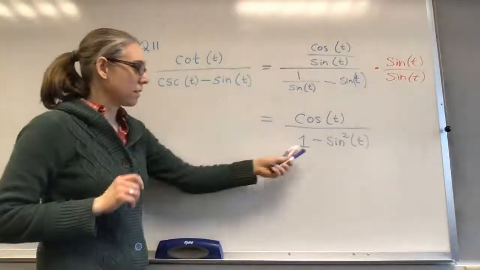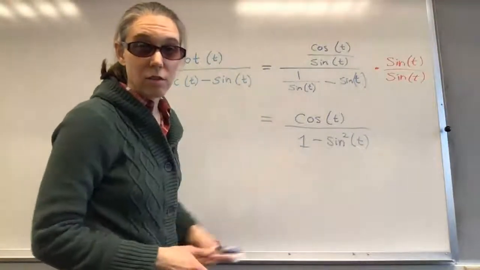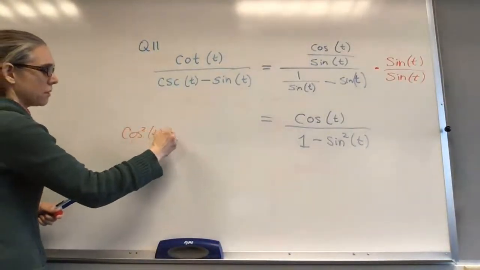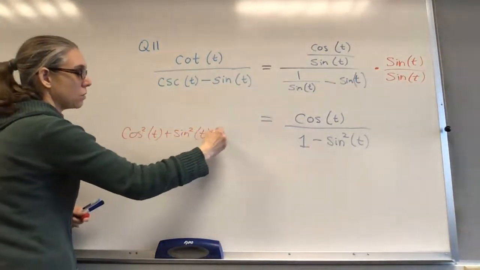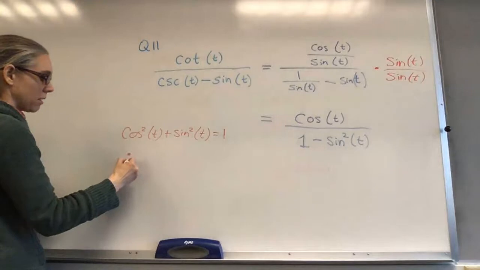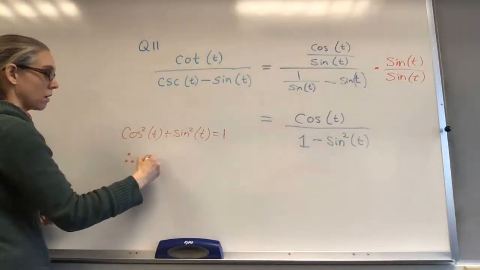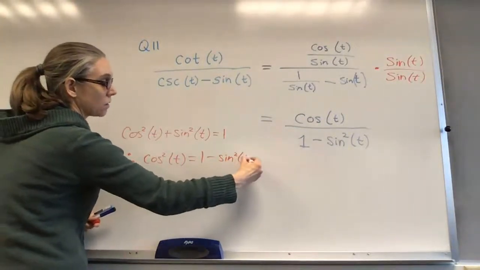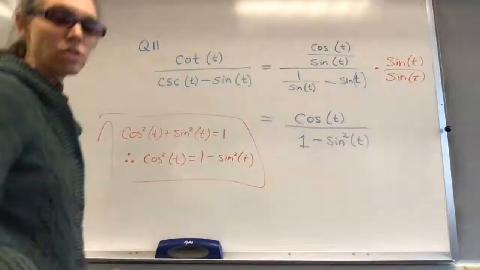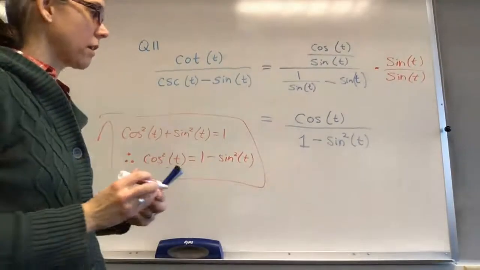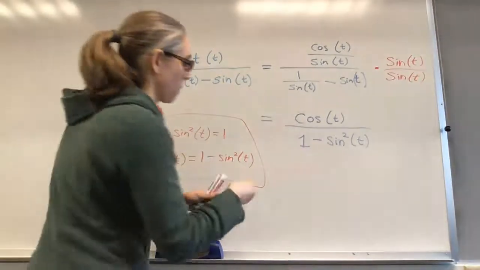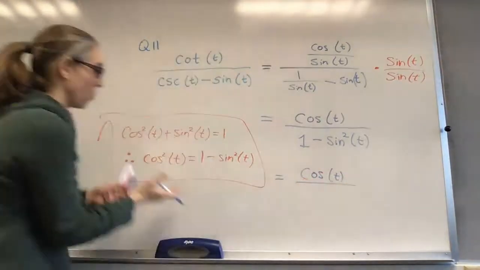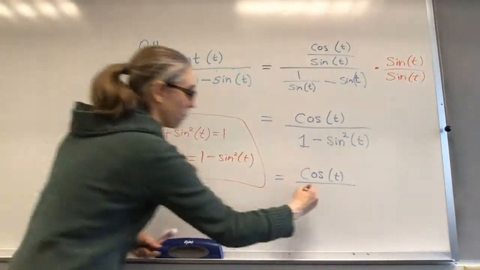Now at this point we can see that we're looking at a variant of one of the Pythagorean identities, since cosine squared t plus sine squared t is equal to 1. That means, therefore, cosine squared t is then equal to 1 minus sine squared t. So that's a really nice observation to make, so that when we're looking at doing a substitution here, we can replace the denominator with cosine squared t.